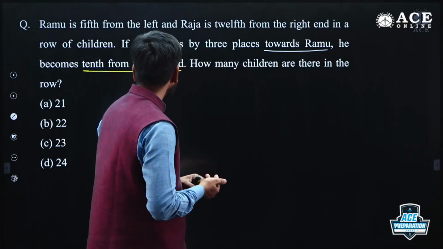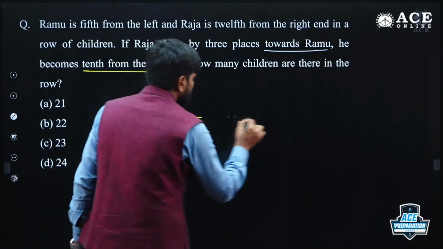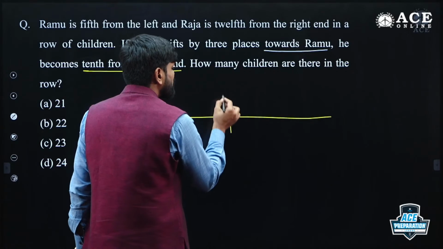Right, dear? Chalo. Ramu is 5th from the left end and Raja is 12th. So I am putting Ramu. This is Ramu.